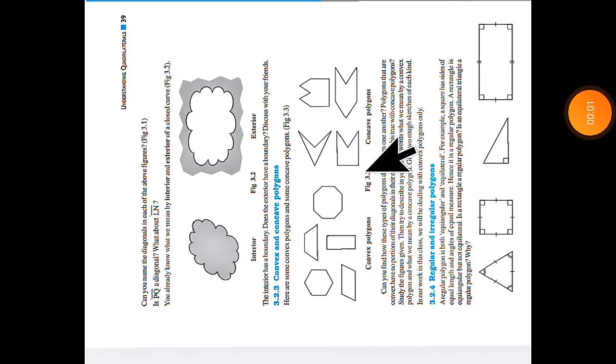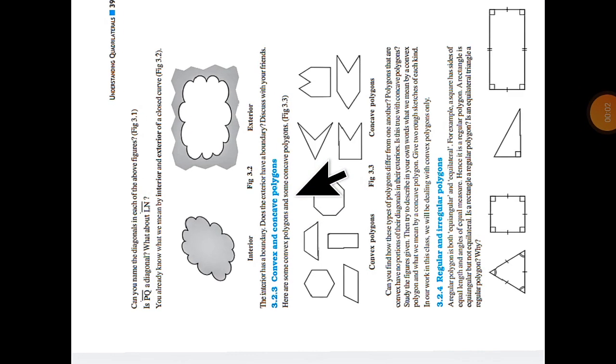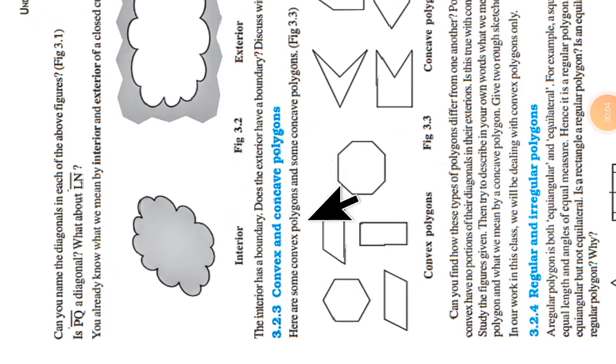Now let us understand about convex and concave polygons. Now here are some convex polygons and some concave polygons. So these are the figures of convex polygons and these are the figures of concave polygons. So can you find how these types of polygons differ from one another? So see children, if each of the interior angles is less than 180, then it is a convex polygon. But if any one angle is more than 180, then it is a concave polygon.